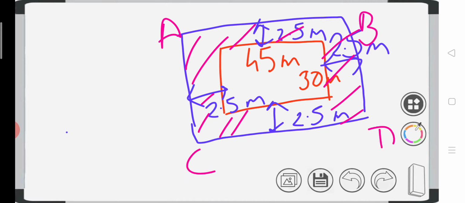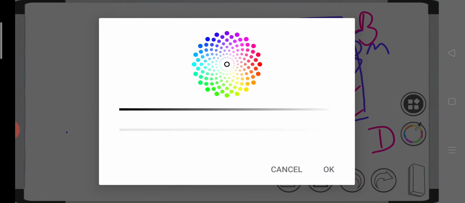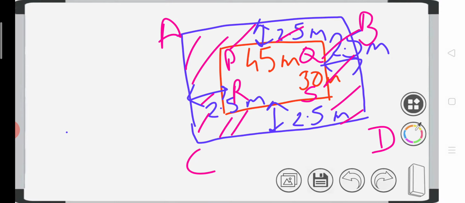If we know the area of the larger rectangle and the area of the smaller rectangle, then we can easily calculate the area of the shaded portion. So you know the length and breadth of rectangle PQRS, but you don't know the length of rectangle ABCD. So first of all we will find the length and breadth of rectangle ABCD. So here you can see the width is 2.5, here also it is 2.5.